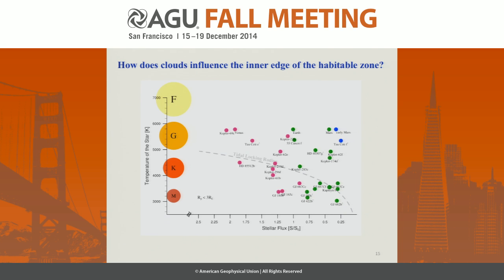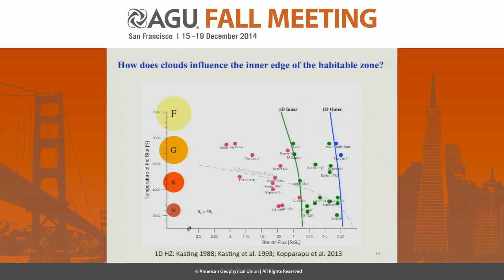Next, I want to answer the question: how do clouds influence the inner edge of the habitable zone? This figure shows on the x-axis the stellar flux, the stellar flux relative to our Earth. The y-axis is the star temperature. I plot some planets of our solar system, Venus, Earth, and Mars, and some exoplanets.